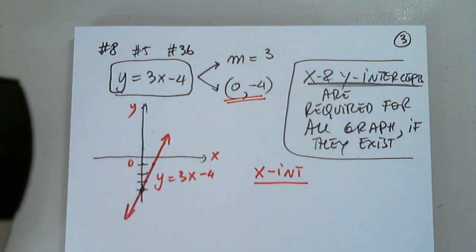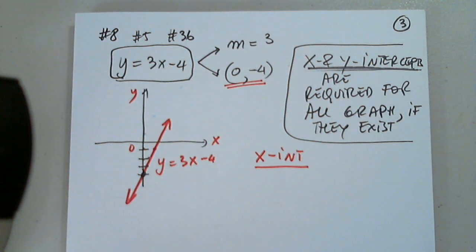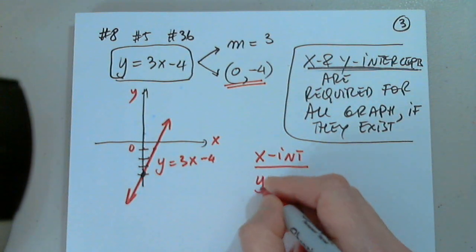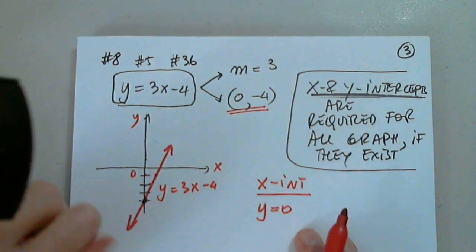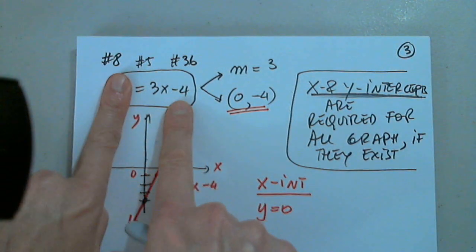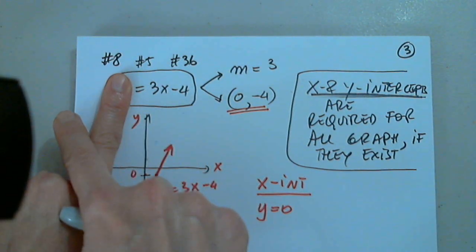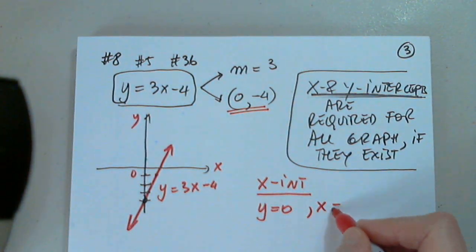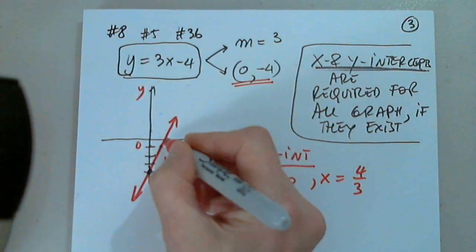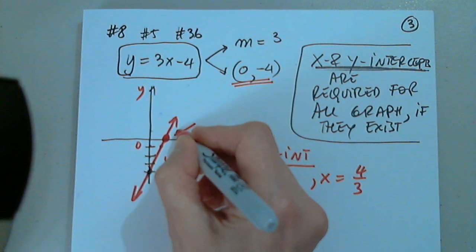Can anyone refresh our memory on how to do that? The x-intercept. Set y equal to 0. Brilliant. Thank you, Sloan. Good. So very easy. It's -4 that I move to the other side. So it's going to be 4 over 3. So x equals 4/3.